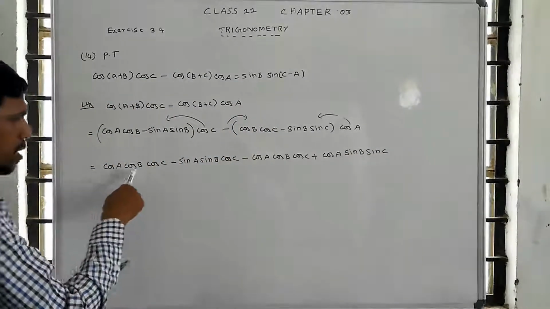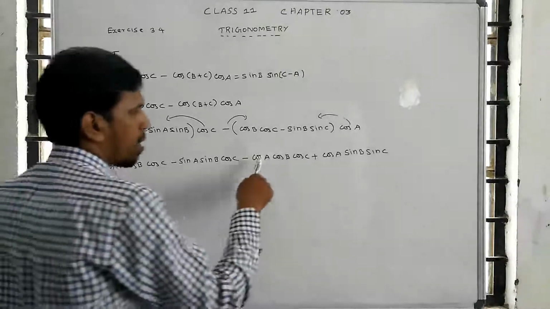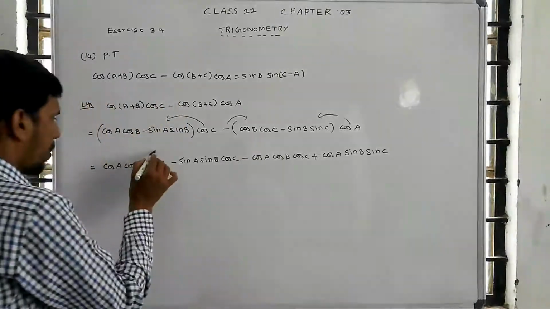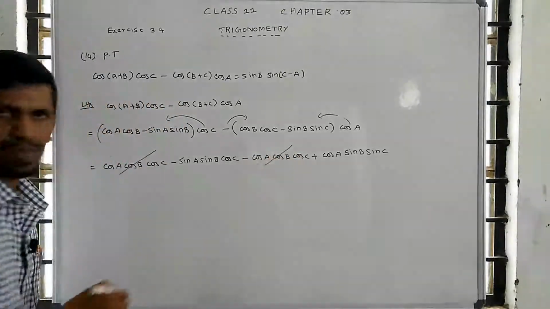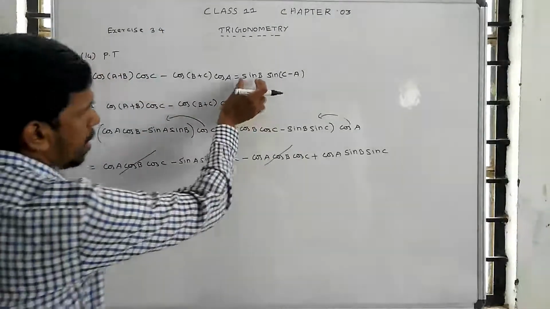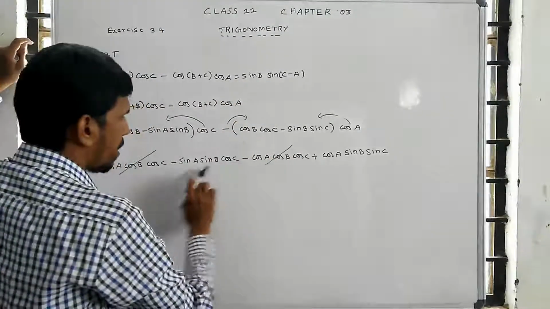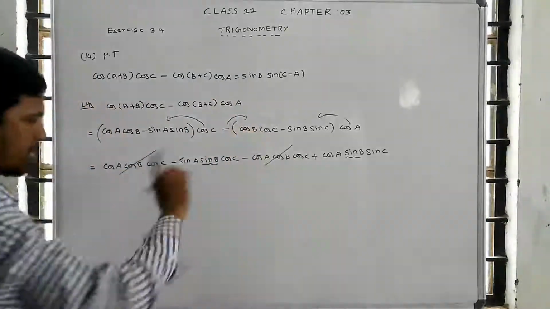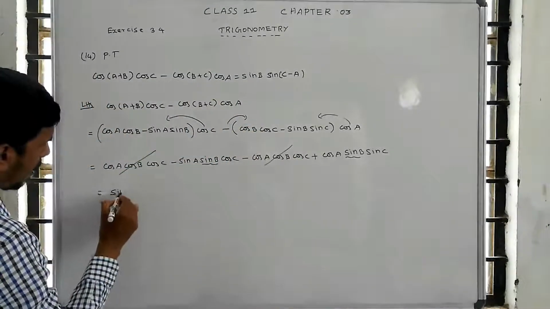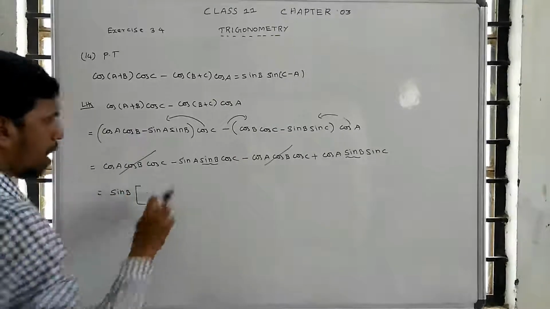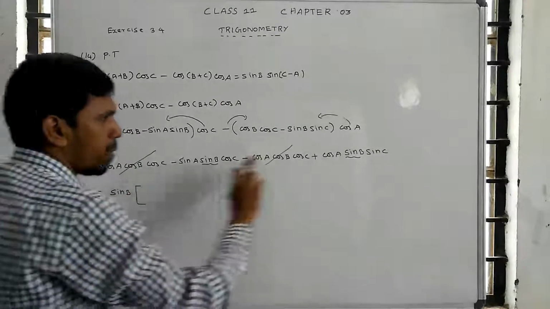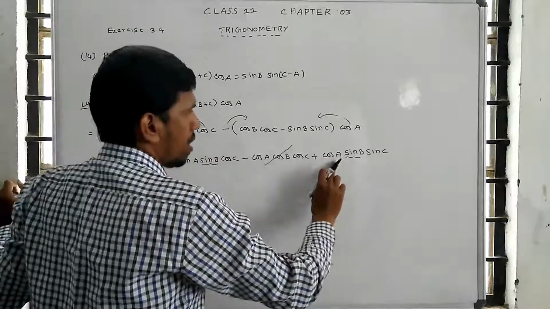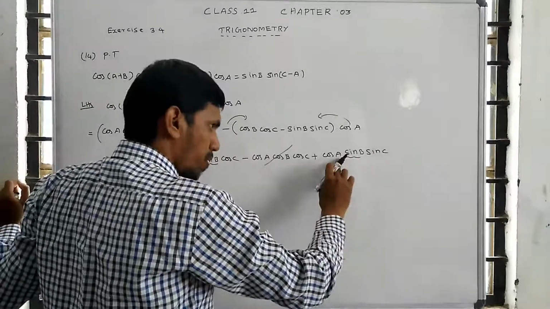So, cos A cos B cos C with the positive sign and cos A cos B cos C with the negative sign cancel. Now, the remaining is sin B common. Taking sin B common, the remaining answer is: in the first term, minus sin A cos C, and the second term, cos A sin C.